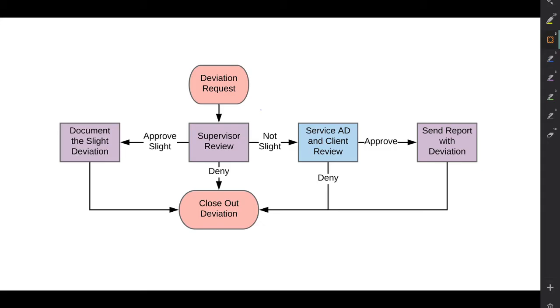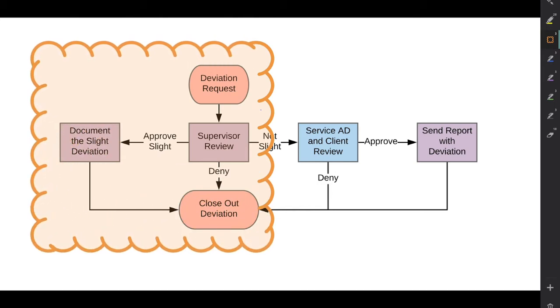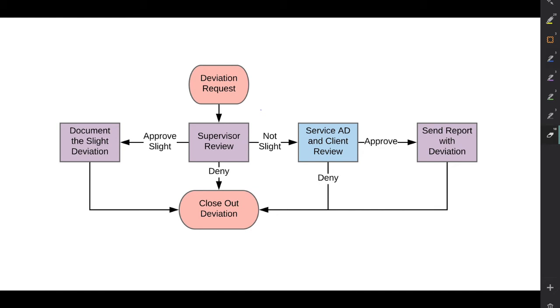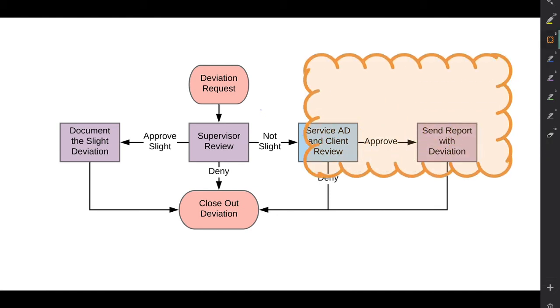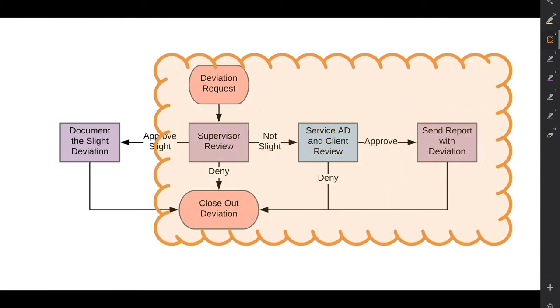Here's the overview of the deviation request. So if the deviation request is slight, it's going to focus on this side of the flow. And if it's not slight, it will focus on the other side of the flow. Let's go ahead and start with a slight deviation.